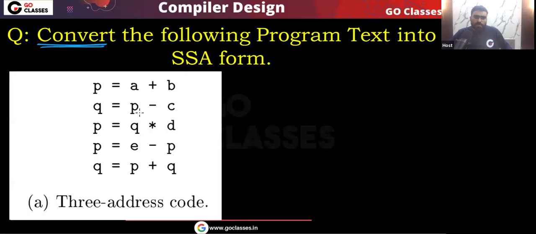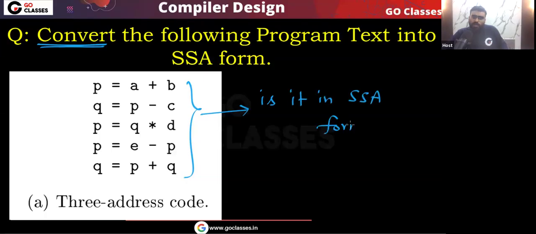Now let's see this one. Convert this program into SSA form. Right now, is this in SSA form? Look at this and tell me, is it in static single assignment form? You can see P is assigned here, here, and here. Q is assigned here and here. So clearly this is not in SSA form.